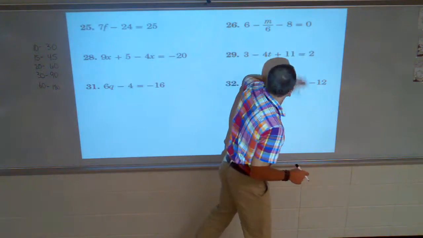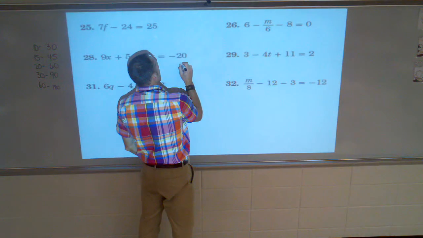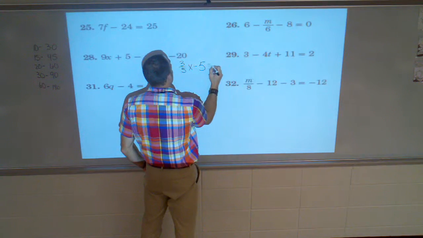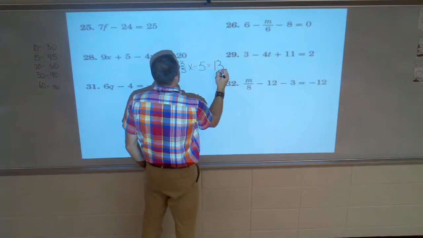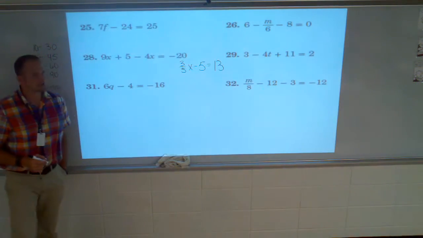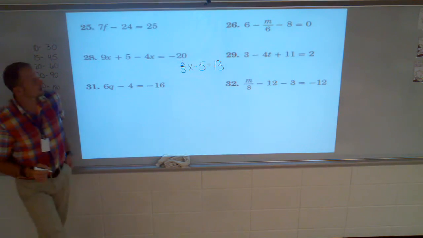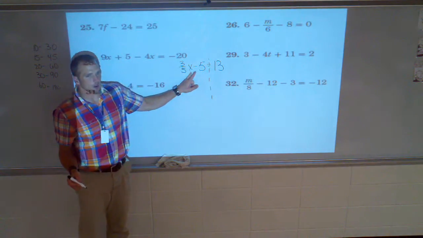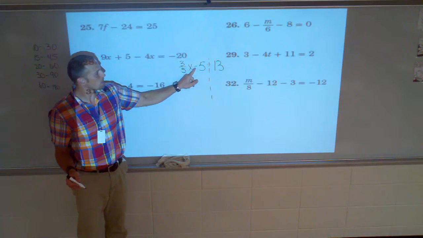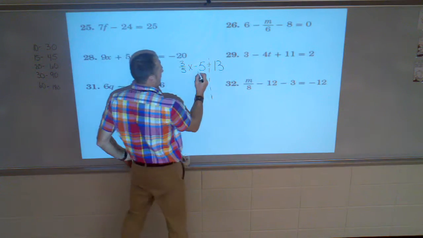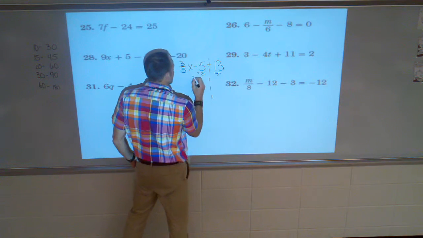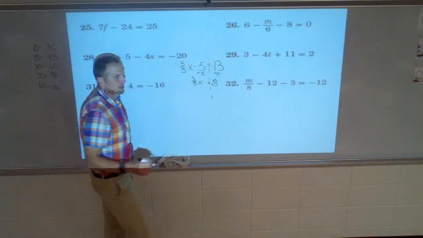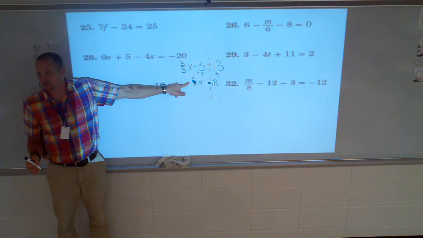Let me show you another one. 3 fifths x minus 5 equals 13. Now, start on the side with the variable. Get rid of the one that's by itself. Anita, how do I get rid of a minus 5? Okay, add 5 to both sides. Now I've got 3 fifths x equals 18. Now, there's a couple different ways that you can get rid of this.